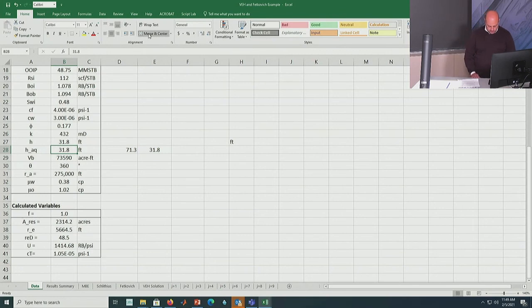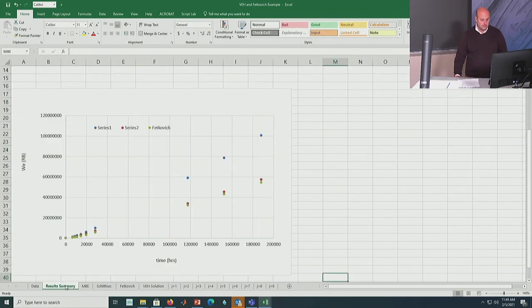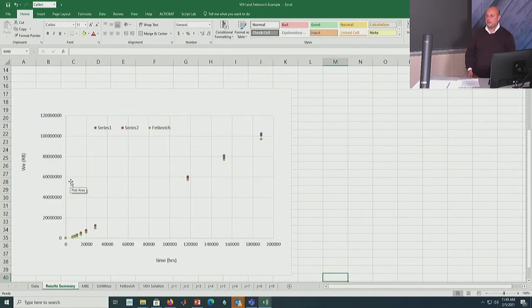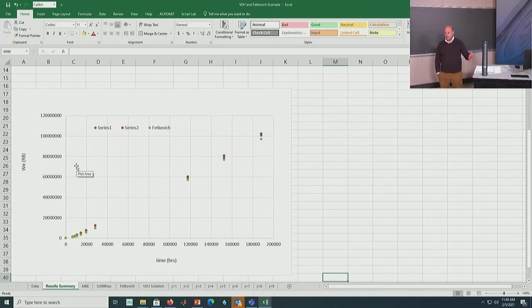And so I can change these. What if I put 40? I go back and look at my summary here. Maybe it's a little bit better. And I can keep on playing with this, but if I put in 71.3, it's almost identical. Okay, so what does that tell me? That tells me that, in all likelihood, my aquifer thickness was incorrect. It's actually much bigger than the reservoir thickness.